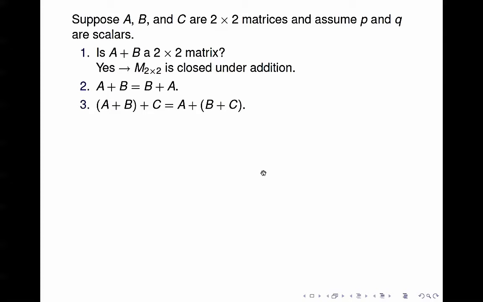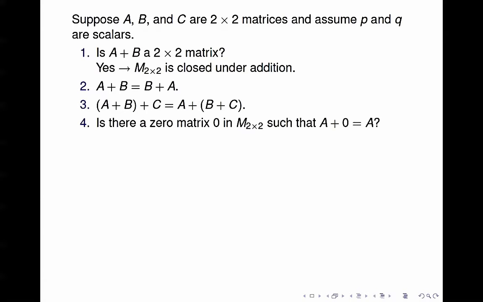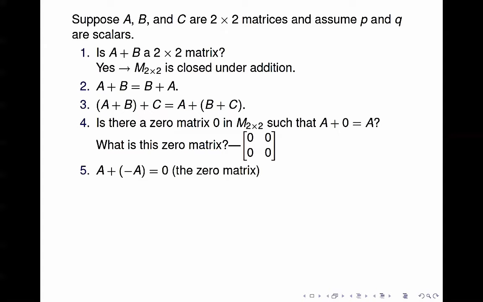Here are the second and third properties. Those fall straight out from properties of matrices. Number 4, is there a zero matrix? Is there some 2 by 2 matrix such that you can add it to any other 2 by 2 matrix and get that same matrix back? Well, clearly there is. It's a matrix with zeros in all the positions. And number 5, if you add negative A to A, you get the zero matrix.